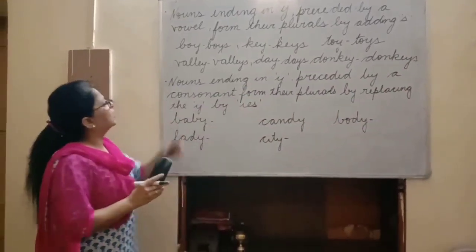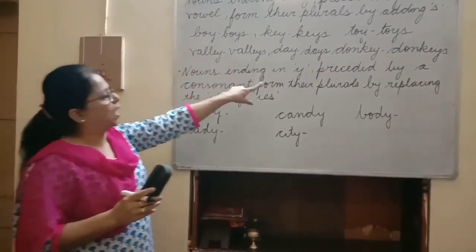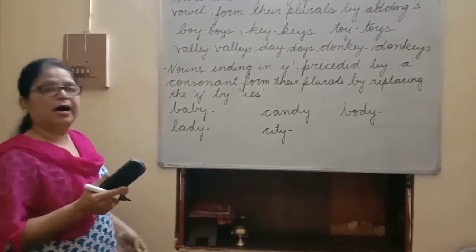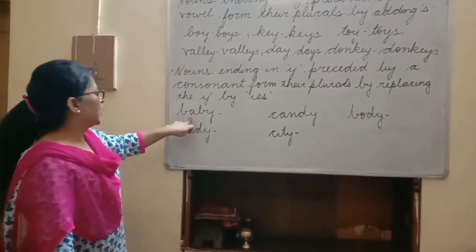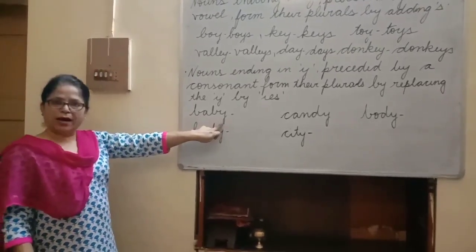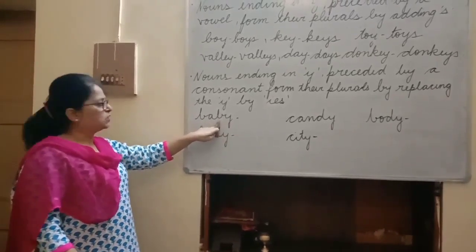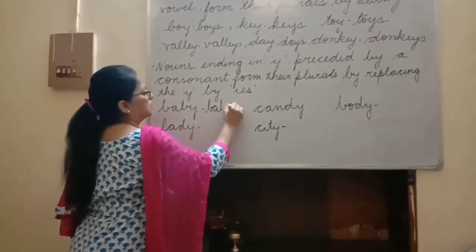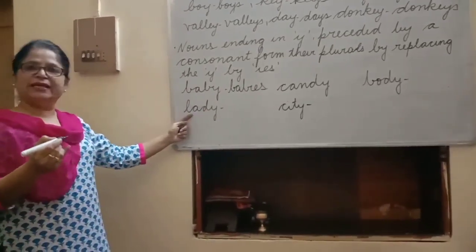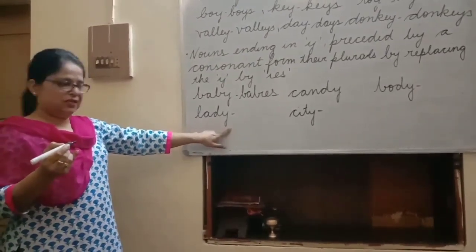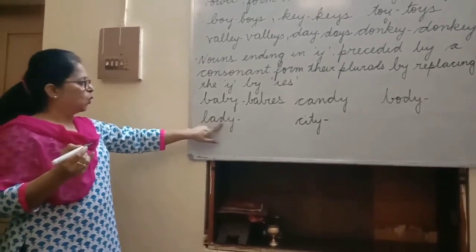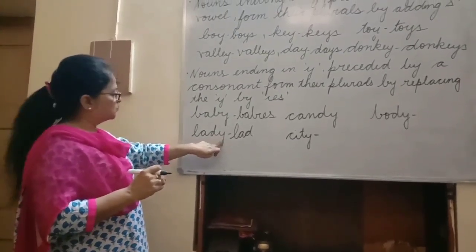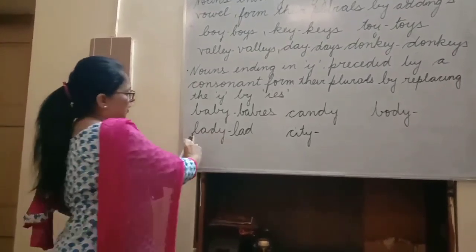So is it clear, children? Now we come to the next rule. That is nouns ending in y preceded by a consonant form their plurals by replacing the y by ies. So now look at this word baby. It ends in y but it is preceded by a consonant. What is the consonant here? B. So baby becomes babies. The next word, lady. Lady again ends in y and it is preceded by a consonant d. So lady becomes ladies.